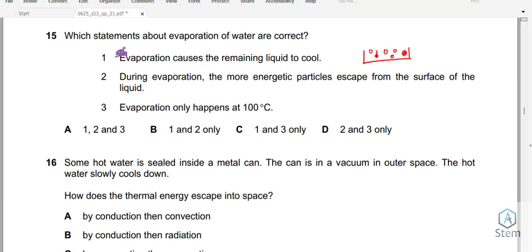That is not true. We would rather say when we are at standard conditions, boiling happens at 100 degrees Celsius. By standard conditions, we are looking at standard pressure. So evaporation can happen at any temperature. Our answer would be option item 1 and item 2 only. That is option B.